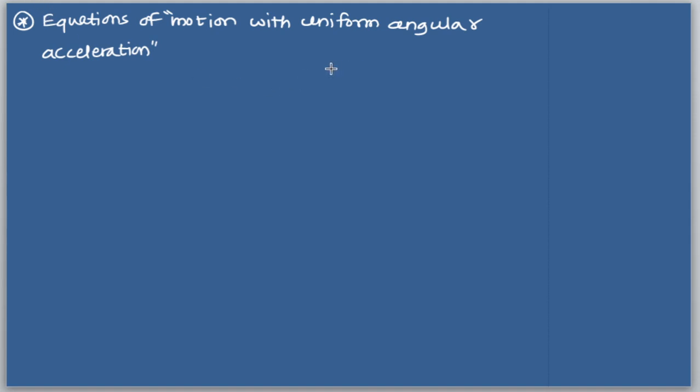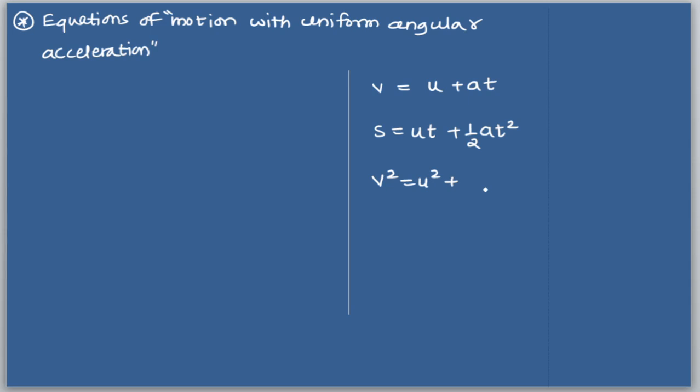Let me tell you about the equations of motion which we use for the constant linear acceleration. We use these equations: v is equal to u plus at, right? s is equal to ut plus half at square, right? And v square is equal to u square plus twice as. These are the equations which we use, and they will be used only if the linear acceleration is constant, constant in direction and constant in magnitude. Only then are these equations applicable.